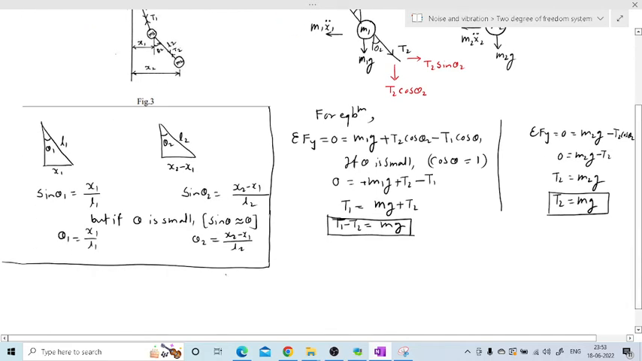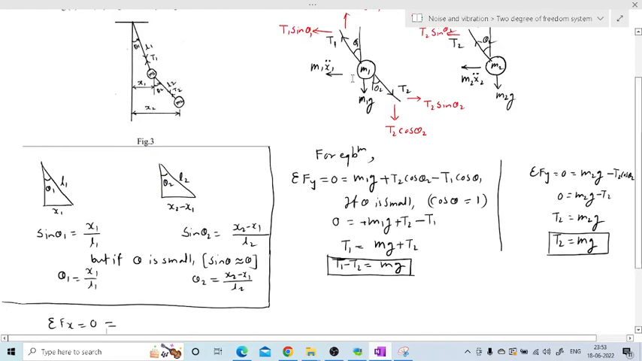So I'll start from this one. Summation Fx is equal to 0 for the first case. So go to mass 1 and consider the horizontal forces only. So here m1 x1 double dot, it is horizontal. I'll consider left side as positive, so the right side becomes negative. So m1 x1 double dot positive here. Then the next force is T1 sin theta 1, so plus T1 sin theta 1.